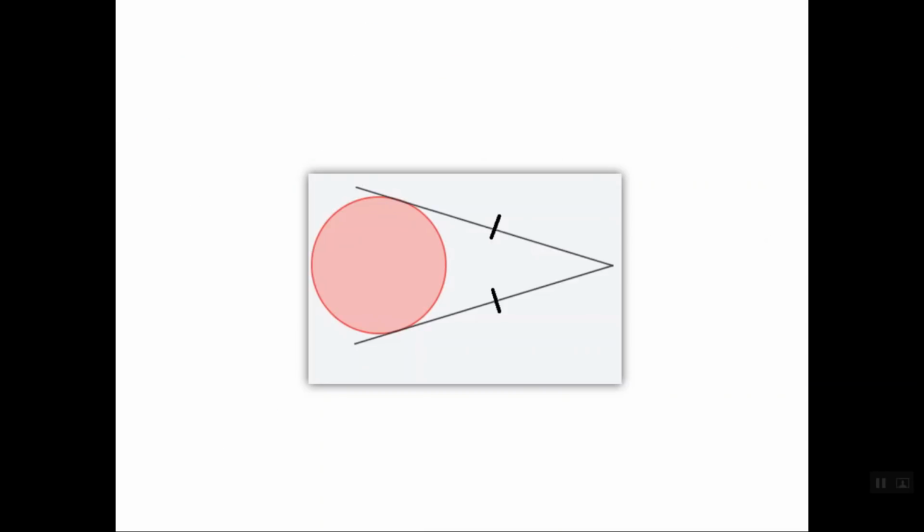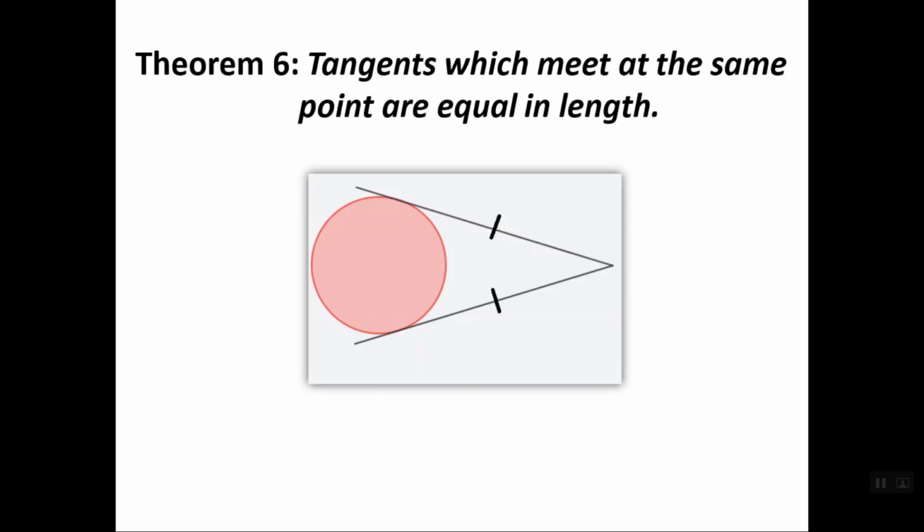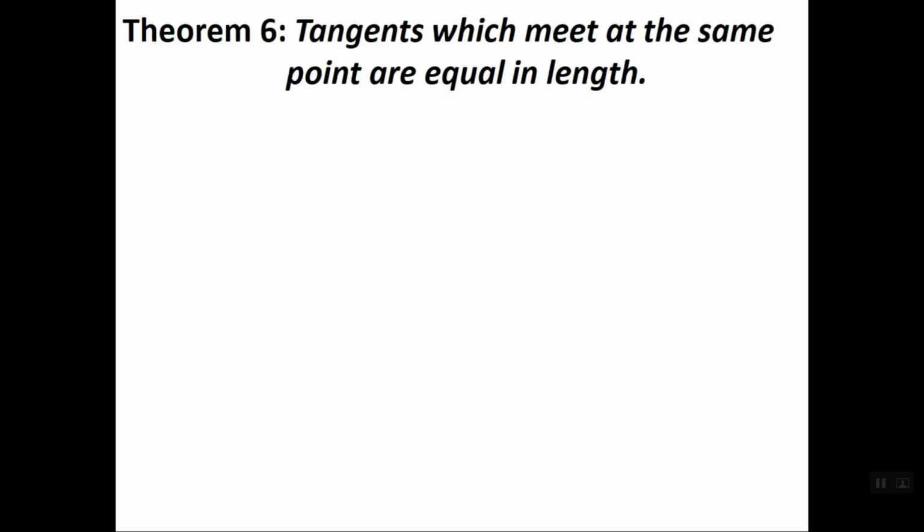Now let's look at another theorem, which states that tangents which meet at the same point are equal in length. If you have two tangents, from the point where they touch the circle to where they meet, they are equal in length. Let's look at a question involving this theorem.